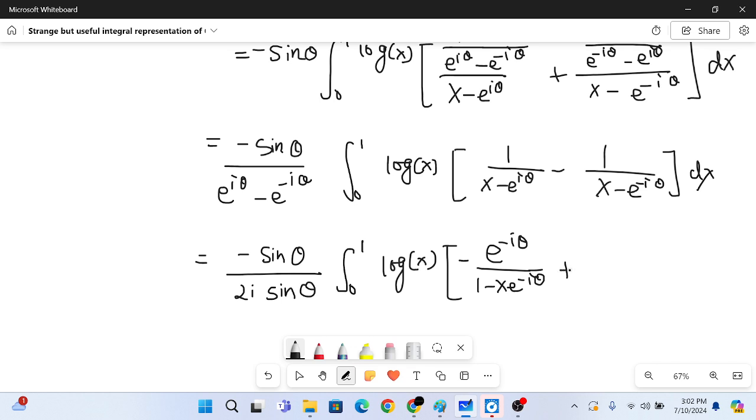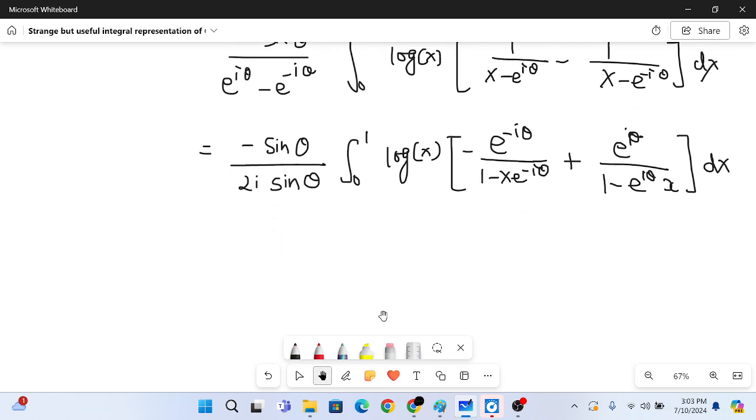Similarly over here, that will be plus sign, and e to the power iθ, and then 1 minus e to the power iθ times x dx. Very good. Now the next step is sin θ cancels over here, and this is i squared, so that will be i by 2 integral from 0 to 1 log x.